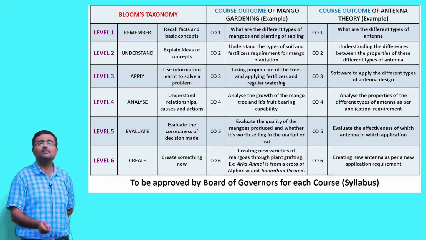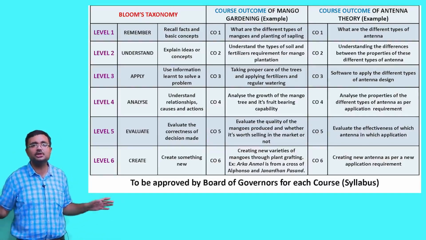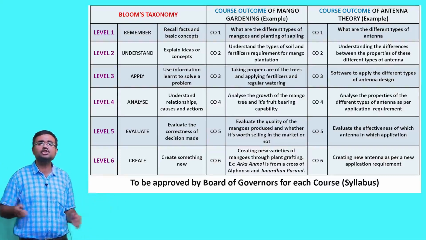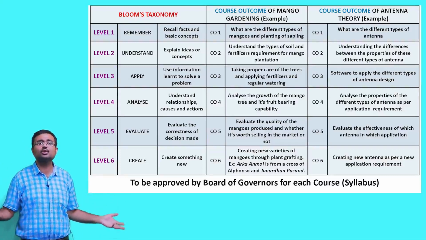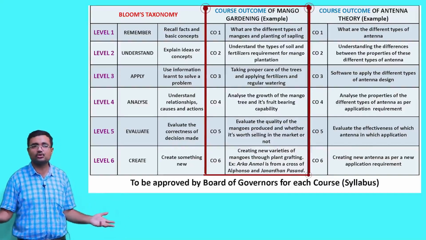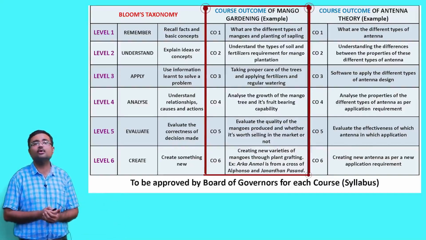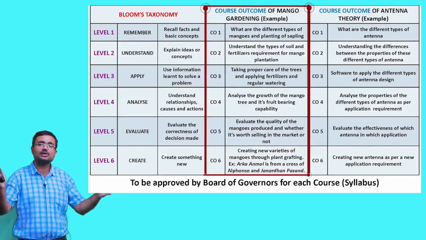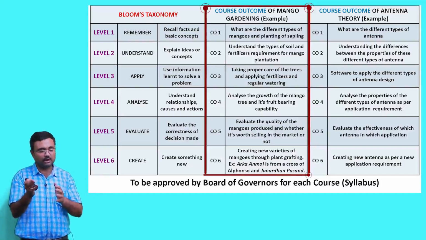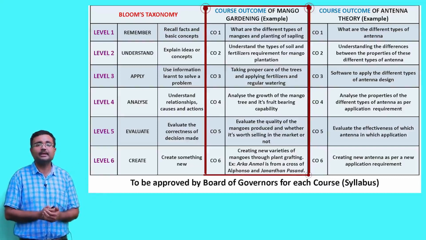For example, to make things very, very simple, not getting into engineering, let us understand that a student is learning a course called mango gardening. Gardening is a course, definitely. So, mango gardening is a course. In that course, if the course outcomes are made following Bloom's taxonomy, then what should be the course outcomes?